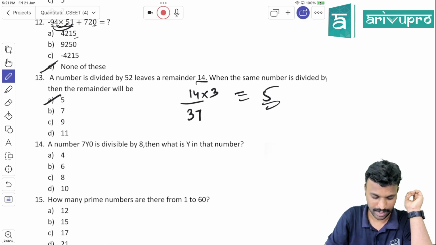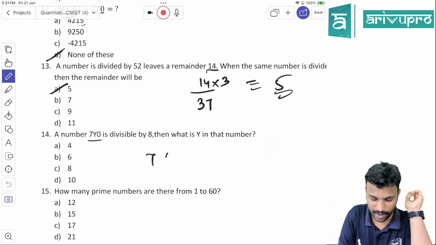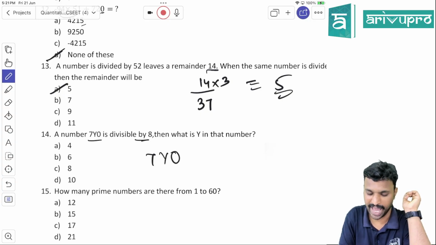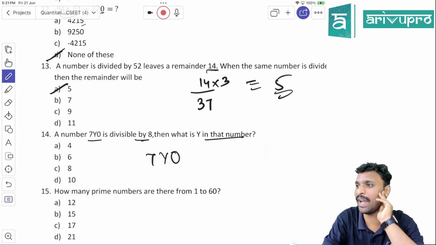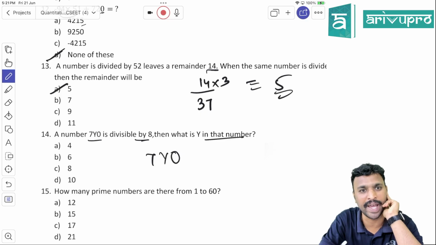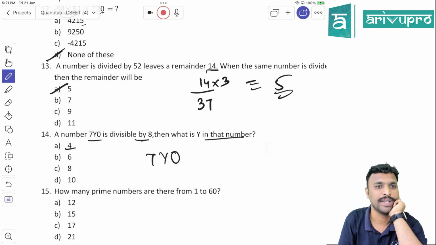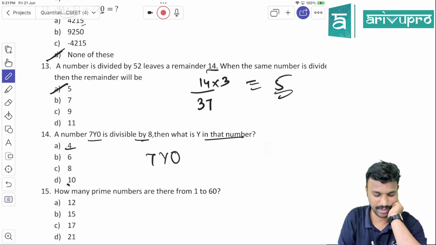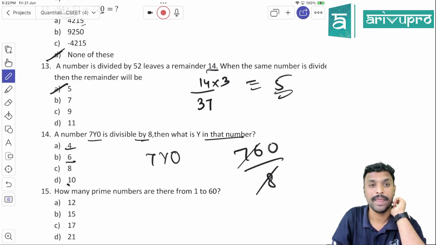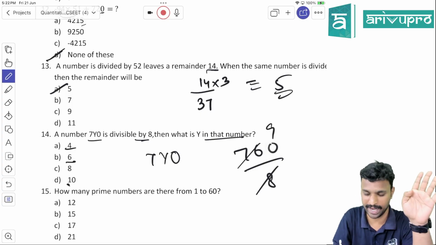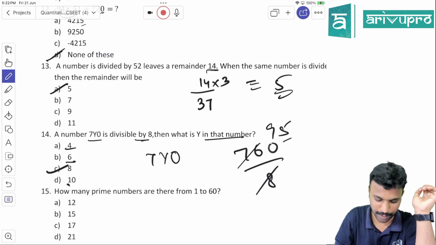We had. A number 7y0 is divisible by 8. What is y? For a number to be divisible by 8, the last 3 digits must be divisible by 8 only. If I have a 4, is it divisible by 8? No. If I have a 6, 760 is divisible by 8. 760: 8 9s are 72, 4 is the remainder, 40 means 8 5s are, so completely divisible. Therefore, it should be 6.